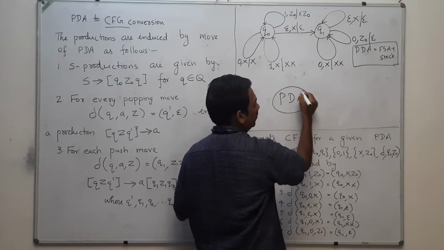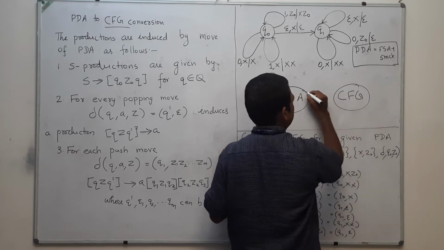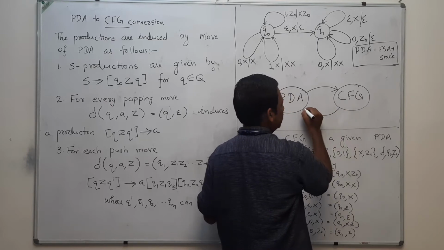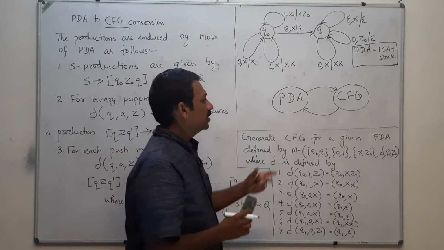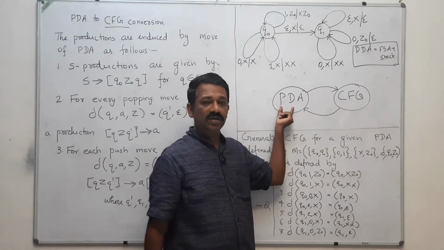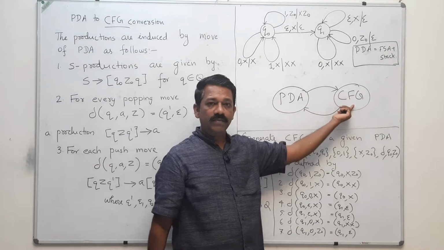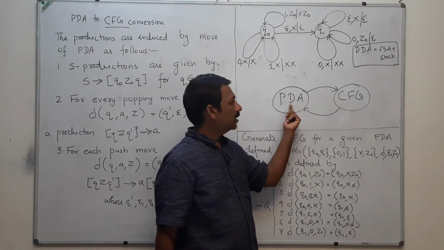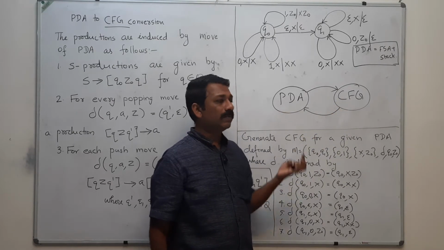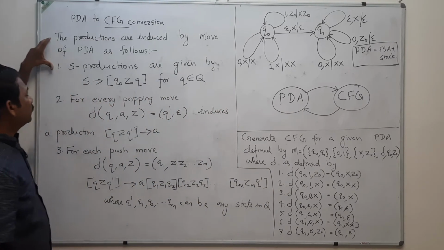If there exists a PDA, there is an equivalent context-free grammar. A PDA can be converted to a context-free grammar, and if you have a context-free grammar, you can easily convert that to a PDA. That means PDA and CFG are equivalent. PDA here means non-deterministic PDA, and non-deterministic PDA and context-free grammar are equivalent. If you have a PDA, you can convert that to a CFG, and a CFG can be easily converted to a PDA. Okay. These are the rules we have to follow.